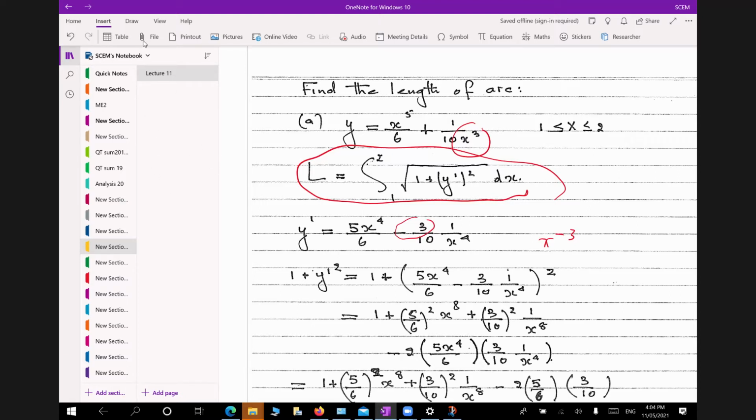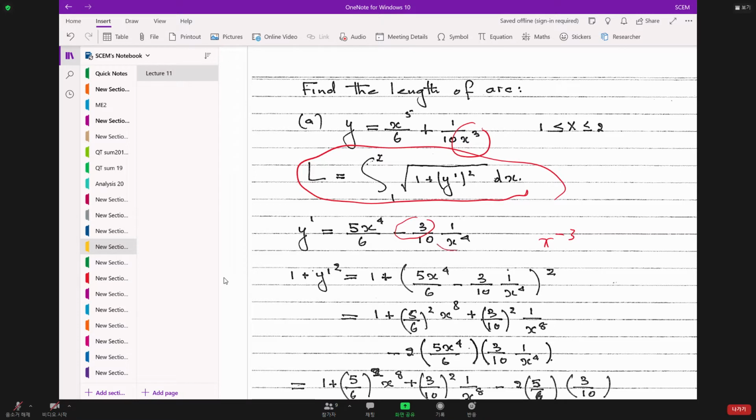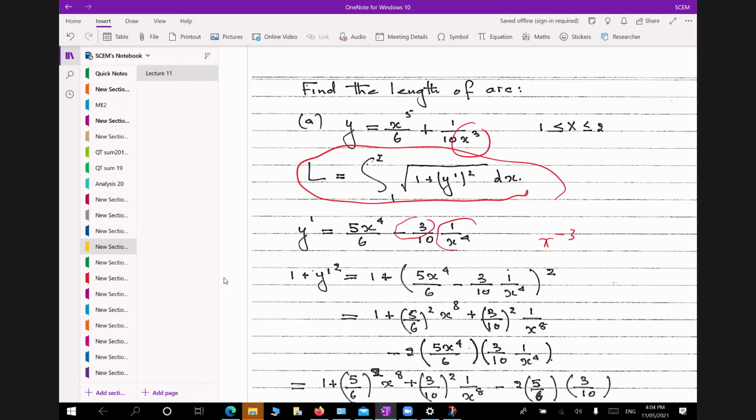And minus 3 minus 1 gives you x to the power 4, right? Right. So now what we do is we need to work out 1 plus y dash squared. If you work out 1 plus y dash squared, so you square this. So we are going to square that. Once you square that, what you come up with is this.